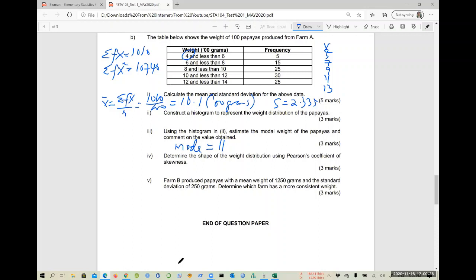So that means this one is 11 grams? Not 11 grams, this is 1.1 kilograms. So how do we comment on this value? Remember, whenever you want to comment on values regarding the mode, you must have the word "most". So you can say most of the papayas weigh 1.1 kilograms. That is how you comment on the values for mode.